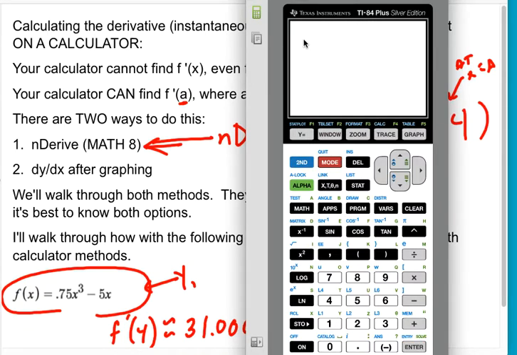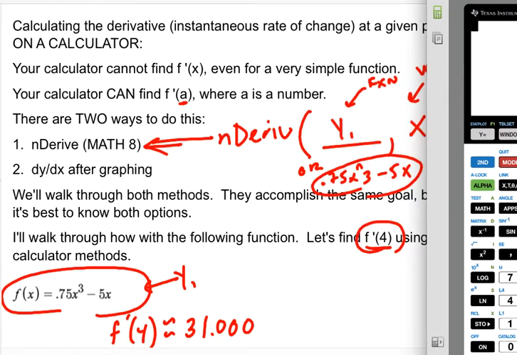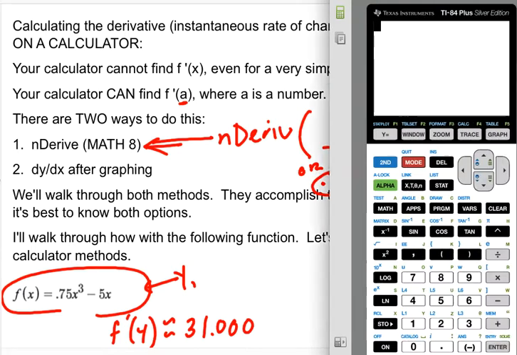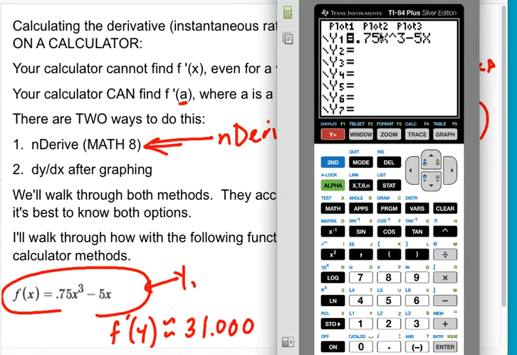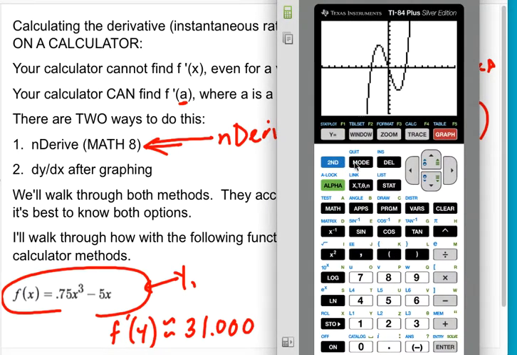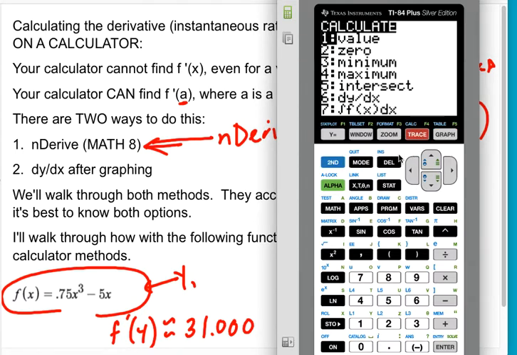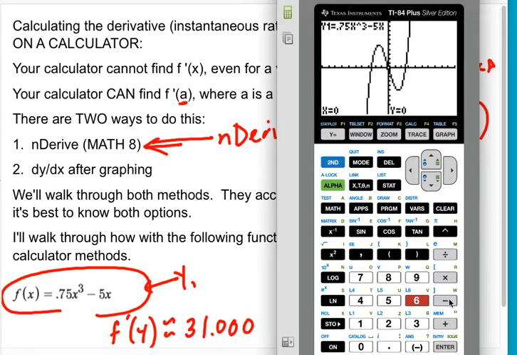Now, I mentioned that there were two ways to do this, and again, we're going to be doing problems of this, but I just want to make sure you're familiar with this concept. The other way to do this is to put your function in your calculator and hit graph. Okay, there's my function. If I then go to second calc, you'll see that number 6 is dy/dx. So I pick 6, right? And then I'm going to do at x is 4, and there's my dy/dx, okay?